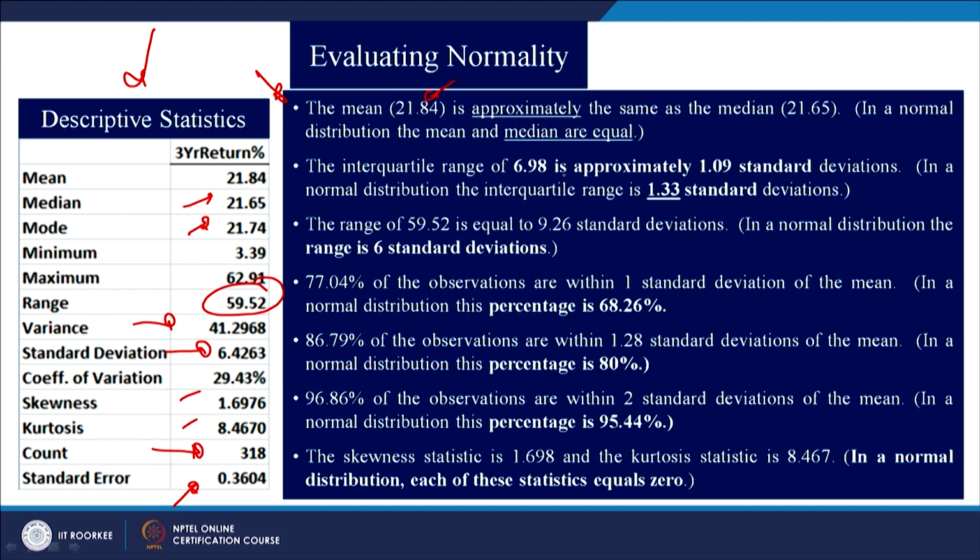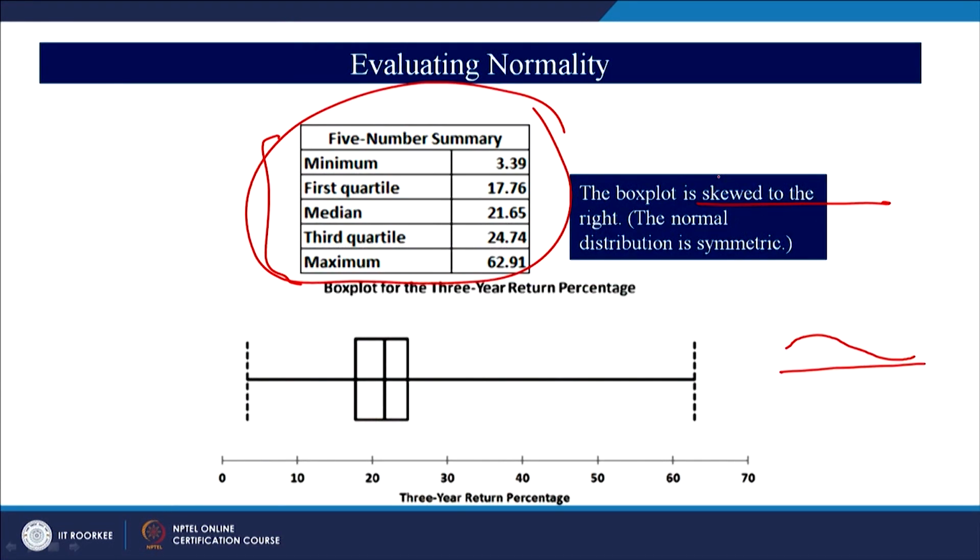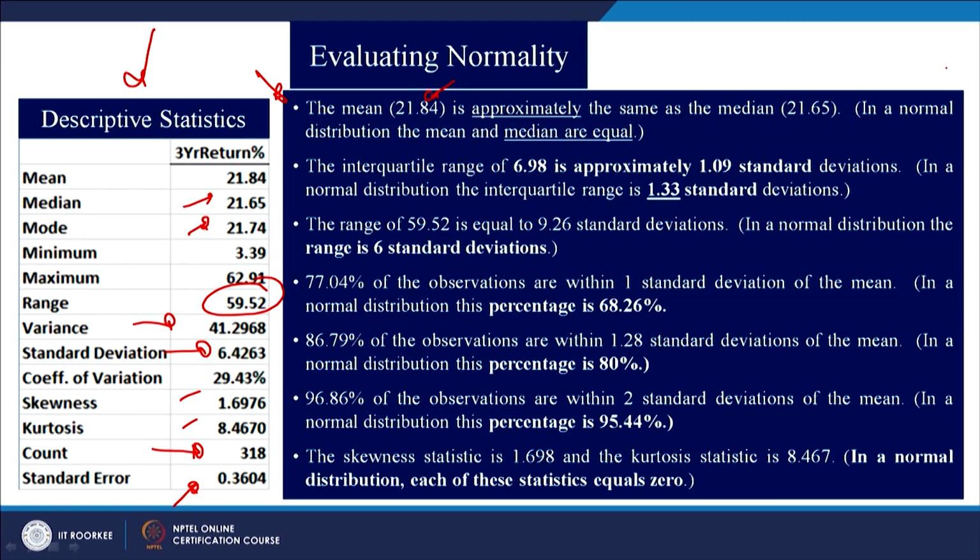IQR is approximately 1.09. What is IQR here? IQR is not given here, so you need to calculate it. IQR is Q3 minus Q1, is it not? Q3 is 24.74 minus Q1, the first quartile, is 17.76. If you subtract 17.76 from 24.76, you will get the IQR. So, IQR would be 6.9 or approximately 7.